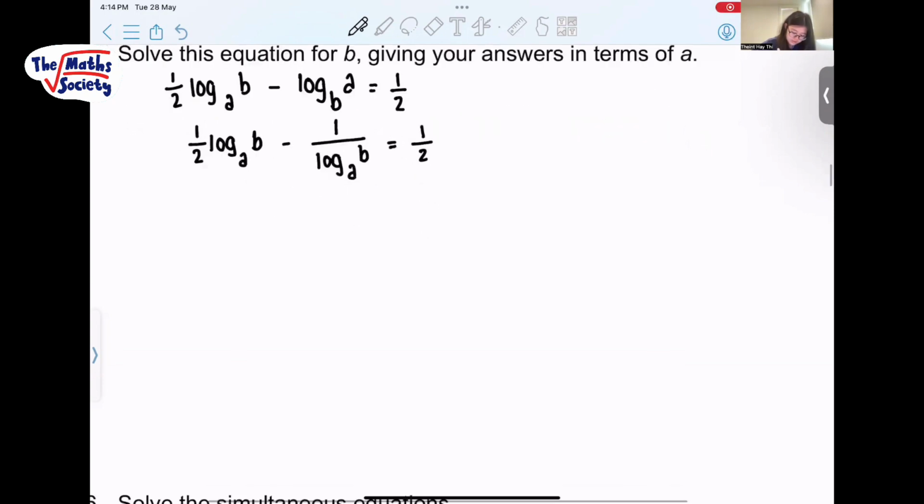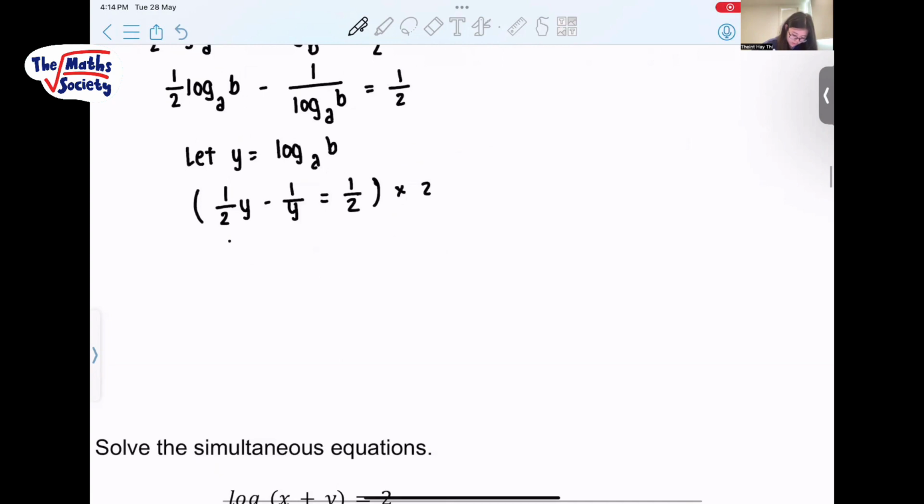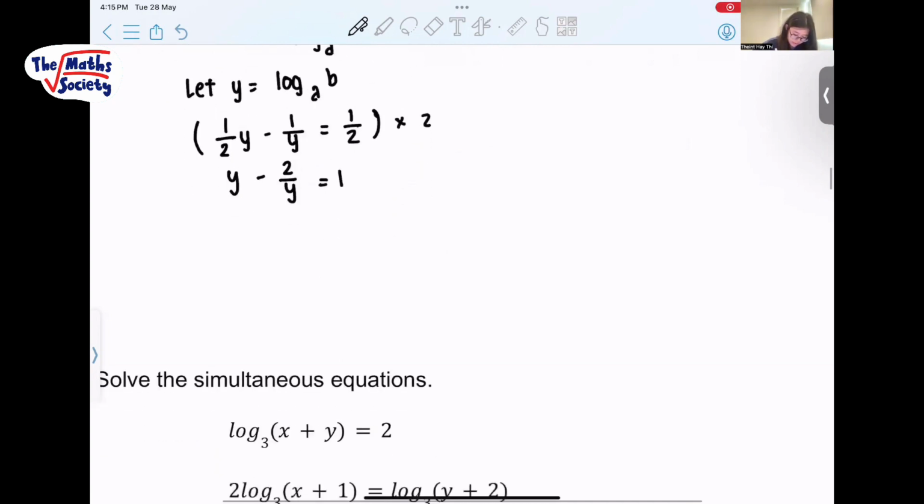And then we're going to substitute. So we let y equals to log b base a. So half y minus 1 by y equals to half. And then we'll multiply by 2. So you have y minus 2 by y equals to 1. You multiply y again. So you get y squared minus 2 equals to y. So you have y squared minus y minus 2 equals to 0.